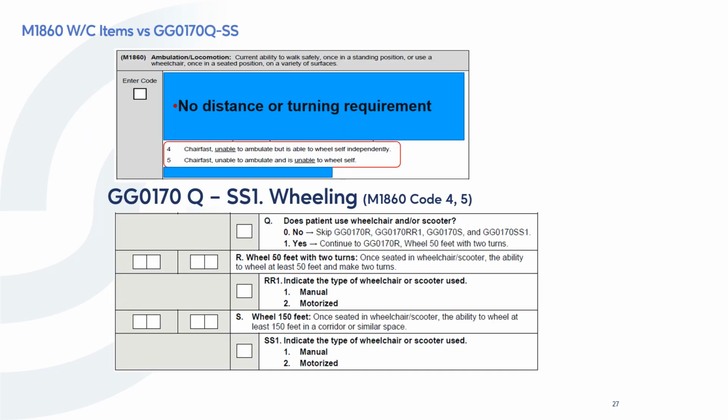Now, what if they're not ambulatory? So now they're in a wheelchair. The M1860 wheelchair items, your codes 4 or 5, there is no distance or turning requirements. It's just about, can you self-propel it or not? And if you are propelling your wheelchair, can you do it safely? Remember, it's all about safely.